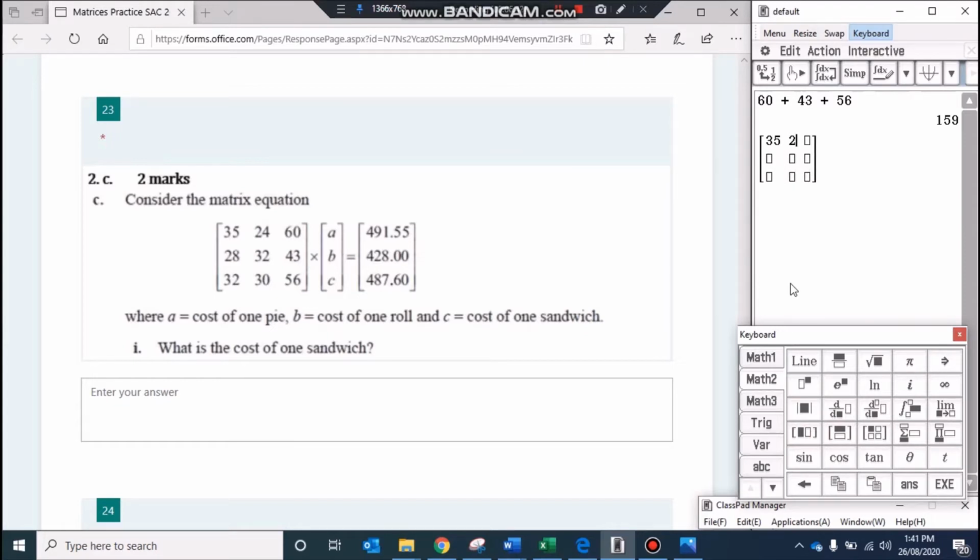So first I'll write in our A matrix so that then we can find the inverse.